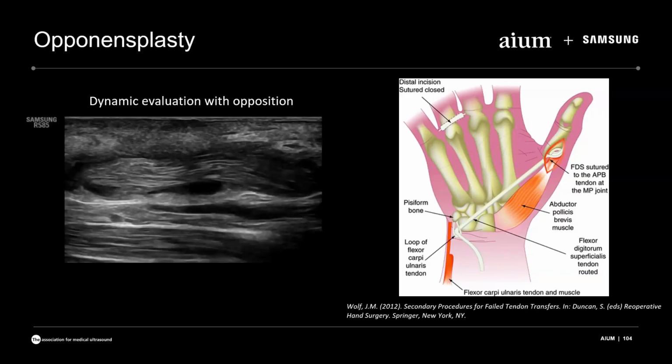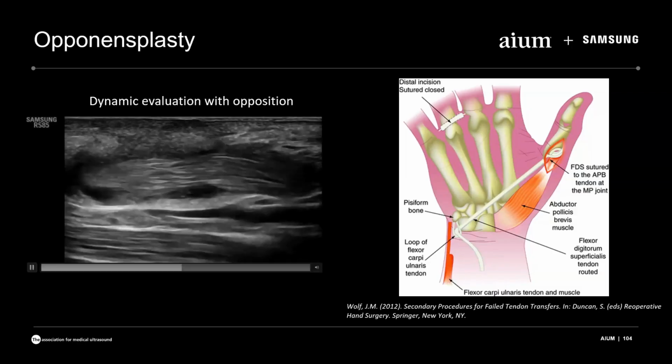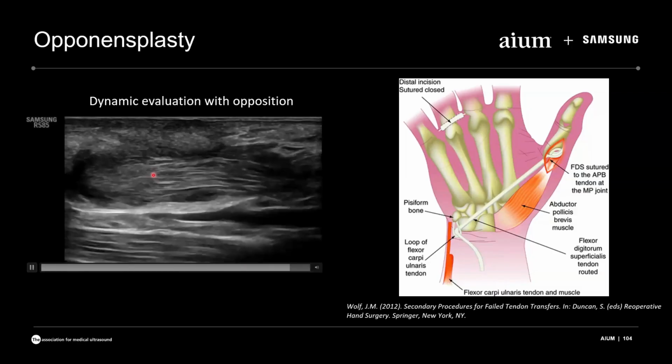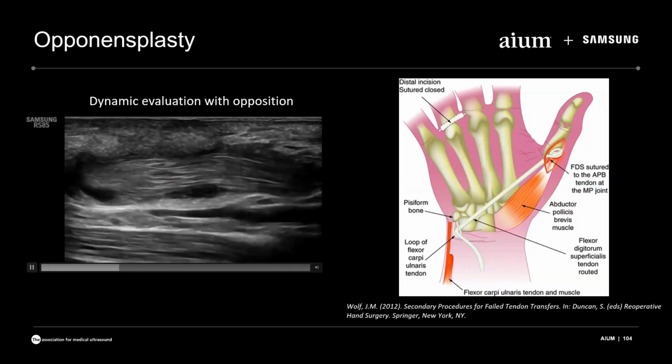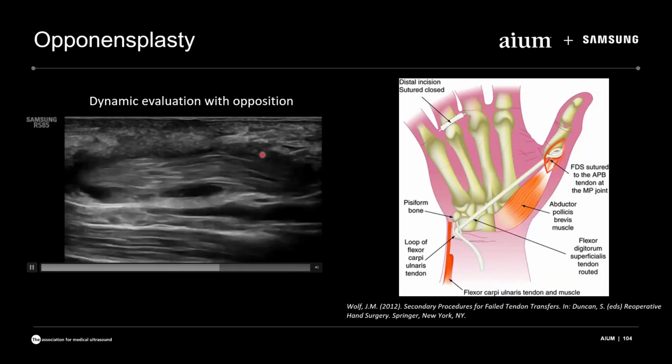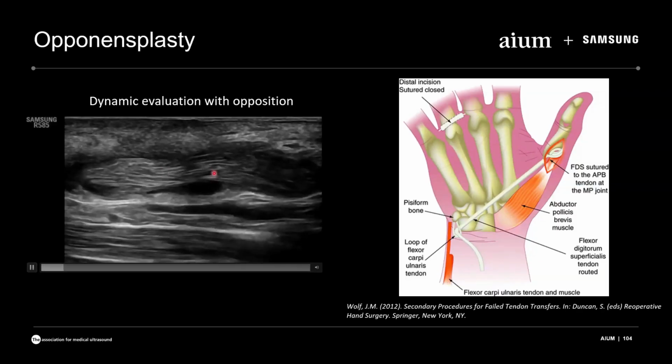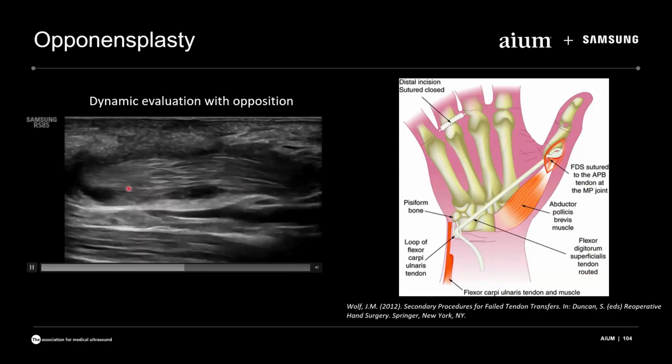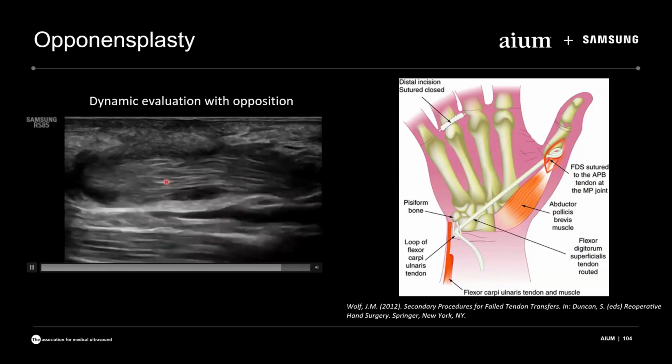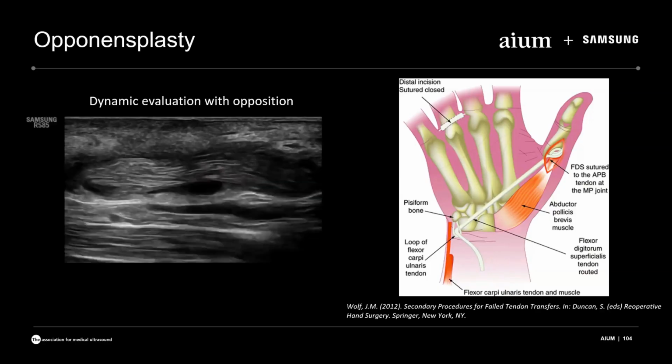So this is that we're scanning the tendon right here now, and I'm having the patient oppose as we're scanning. So is it intact? Yes, this is great news because it tells us that at the very least, there's no full thickness tear because we're seeing that the tendon is moving with opposition. There's a little fluid around the tendon indicating some tenosynovitis, but the tendon is intact, which is good news.